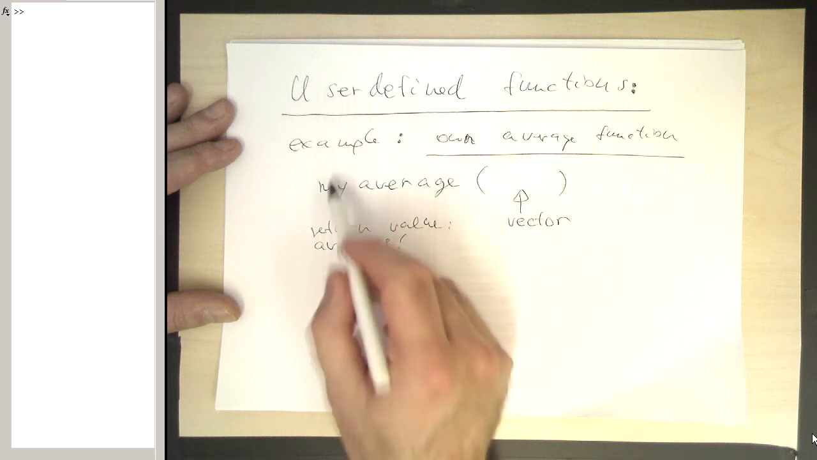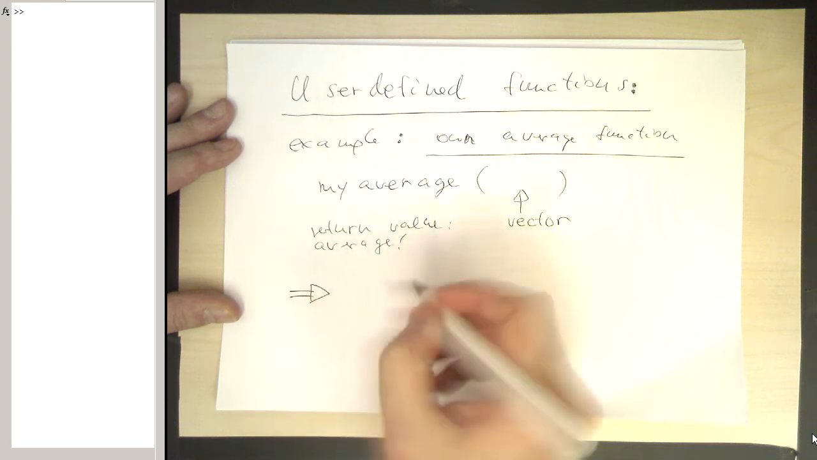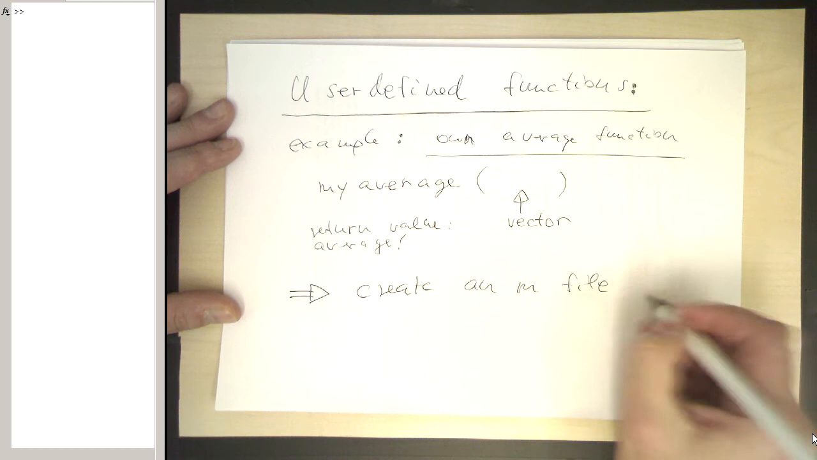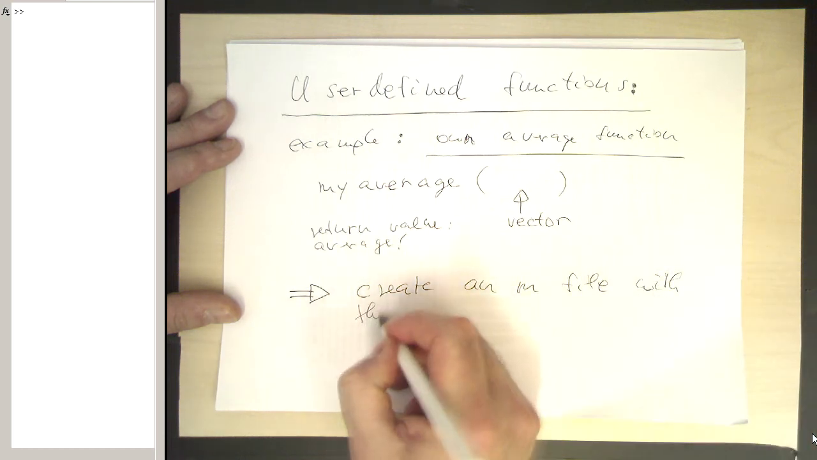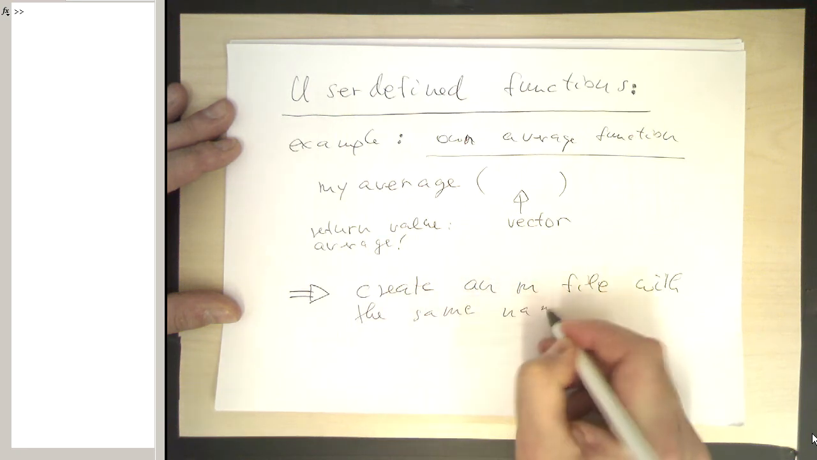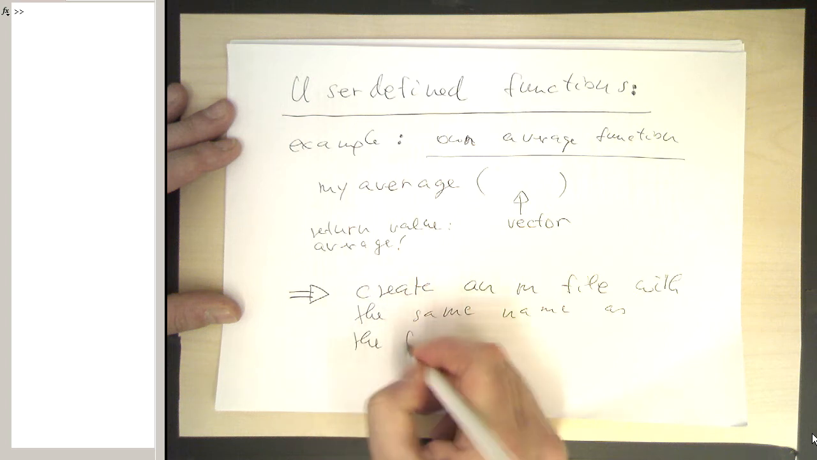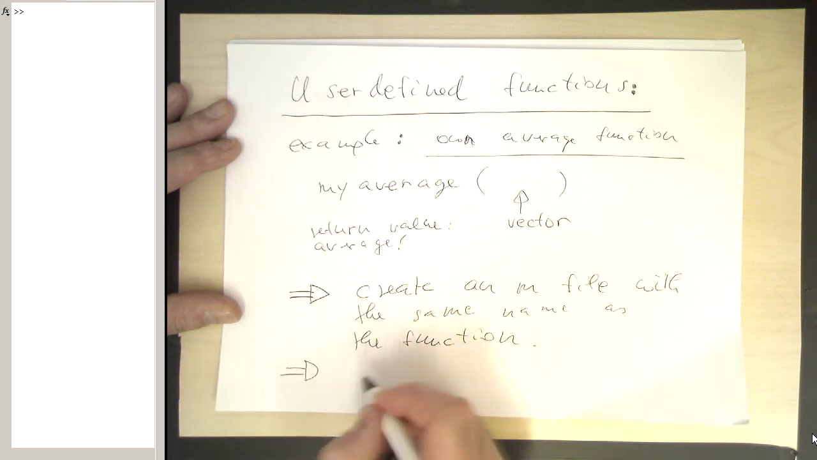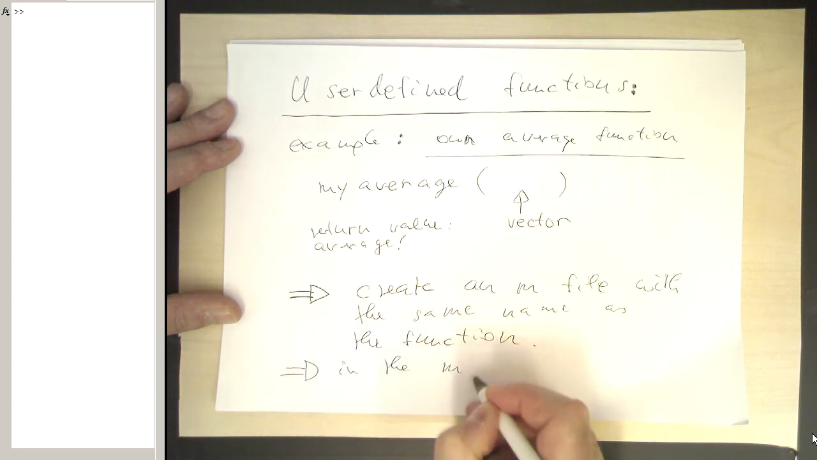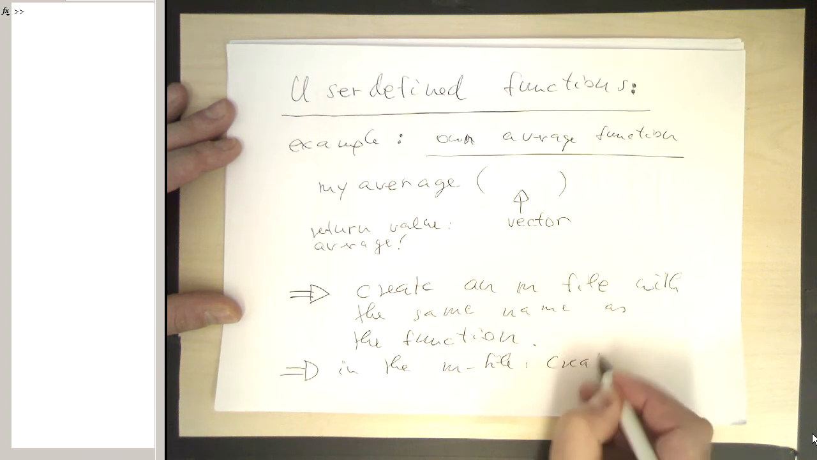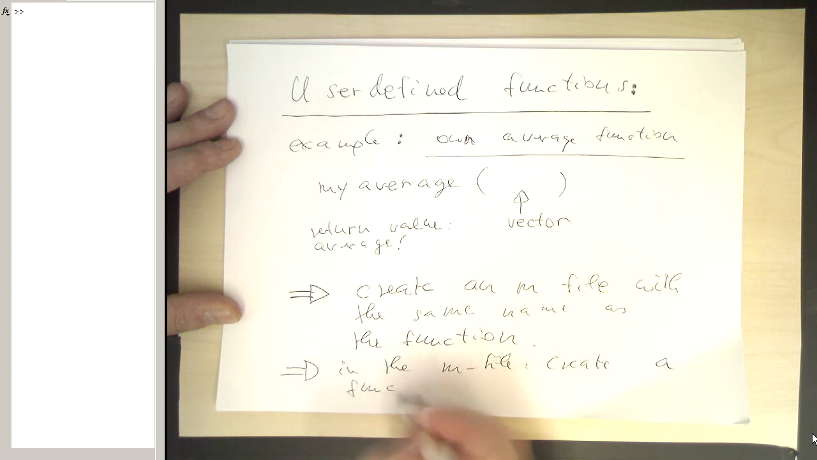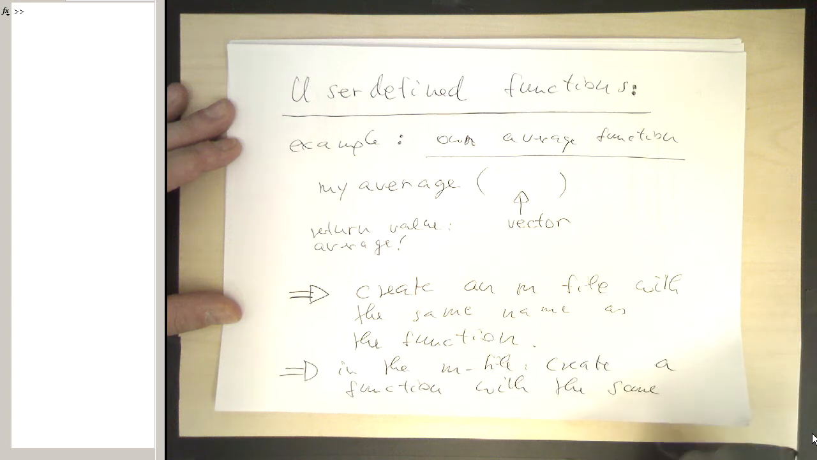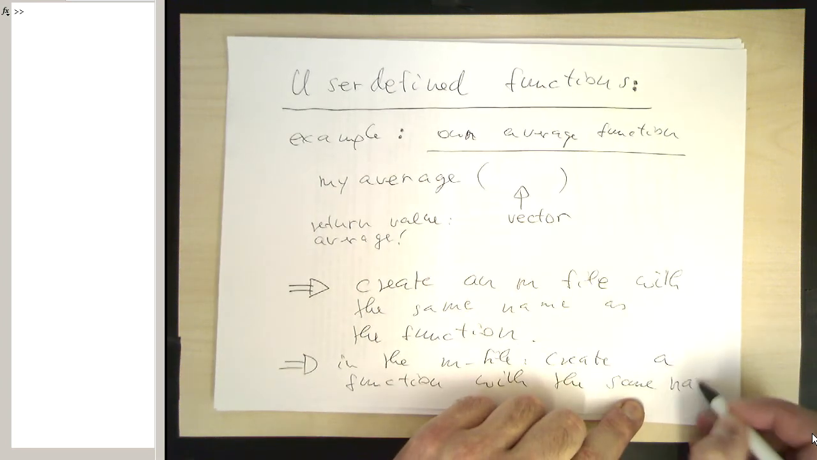So we just create an M file with the same name. So what we do as a recipe is, we create an M file with the same name as the function. And then within the M file, create a function with the same name.